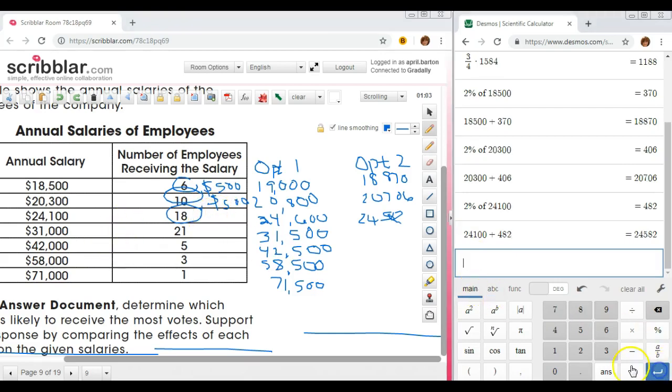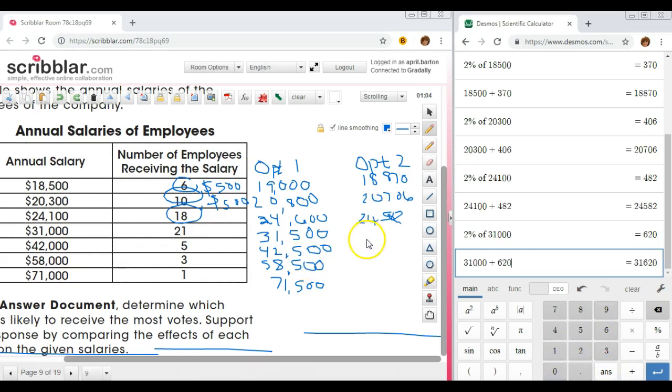So we try 31,000. Nope, I forgot. I have to do the 2% first. 2% button, and it automatically brings up the word of. 31,000 is 620. And then we add that to the 31,000 plus 620 is 31,620. And this is where we make the switch. Now everyone else will want the 2%. So this bottom group of people wants the 2%, the top wants the 500.